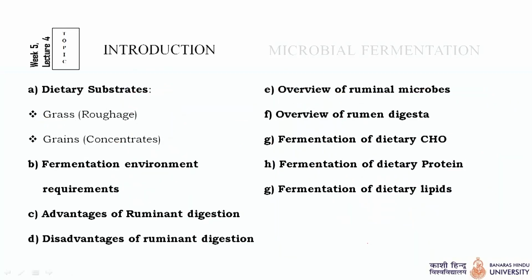Now, in this lecture on the digestive system of ruminants, we'll see first the dietary substrates, then the fermentation environment requirements, the advantages of being a ruminant, and the disadvantages of being a ruminant in digestion. Then an overview of ruminal microbes, rumen digesta, then fermentation of dietary carbohydrates, dietary protein, and dietary lipids, which we will see in detail.